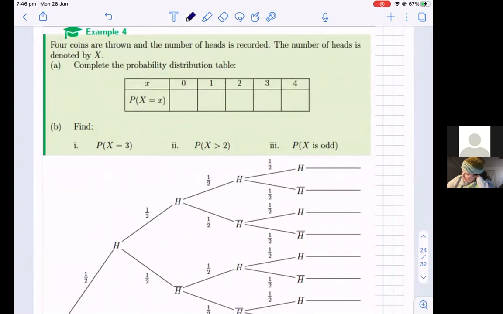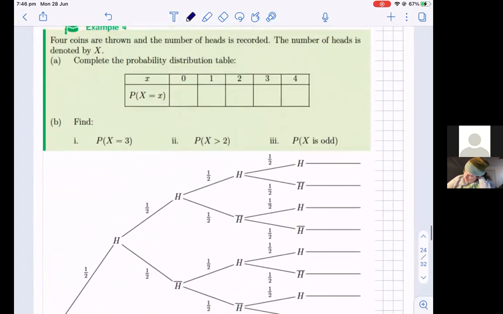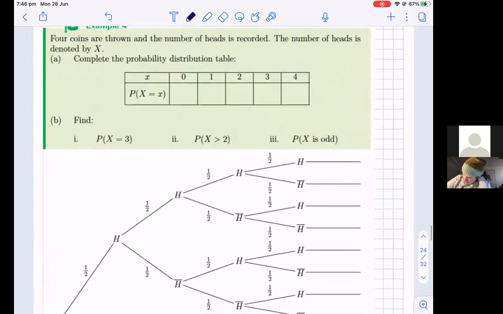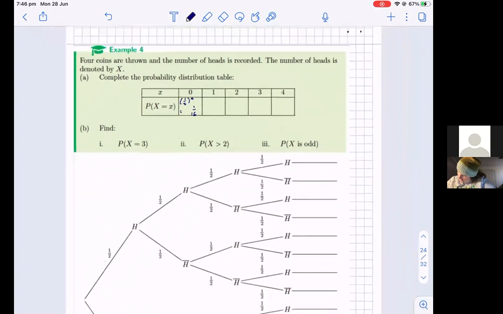Okay, 4 coins are thrown, number of heads is recorded. Probability of getting 0 heads is 1/2 to the 4, which is 1/16. Probability of getting 1 head, like all of these are getting 1 head.